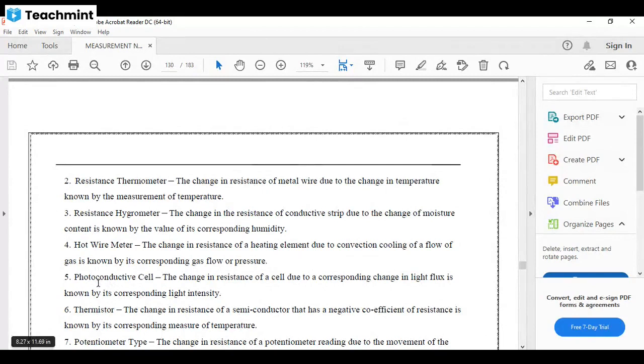Number 5 is the photoconductive cell. In the photoconductive cell, the change in resistance of the cell due to the corresponding change in light flux is known by its corresponding light intensity. So in the photoconductive cell, the resistance of the photoconductive cell changes due to the change in light flux, and this can be measured by its corresponding light intensity.